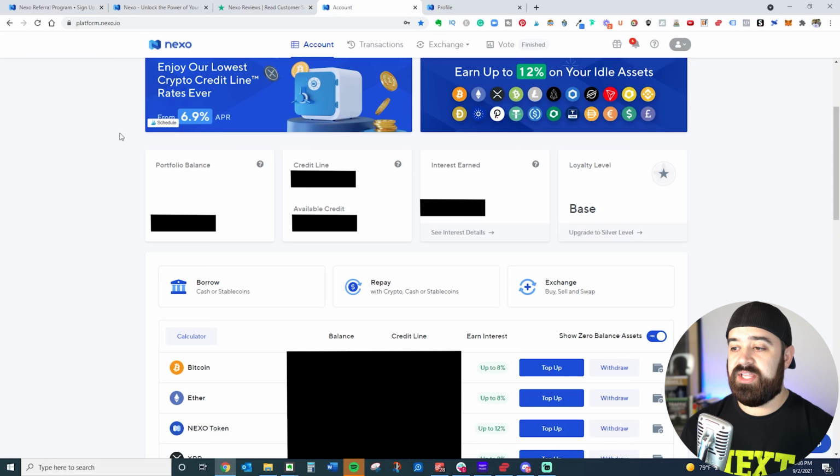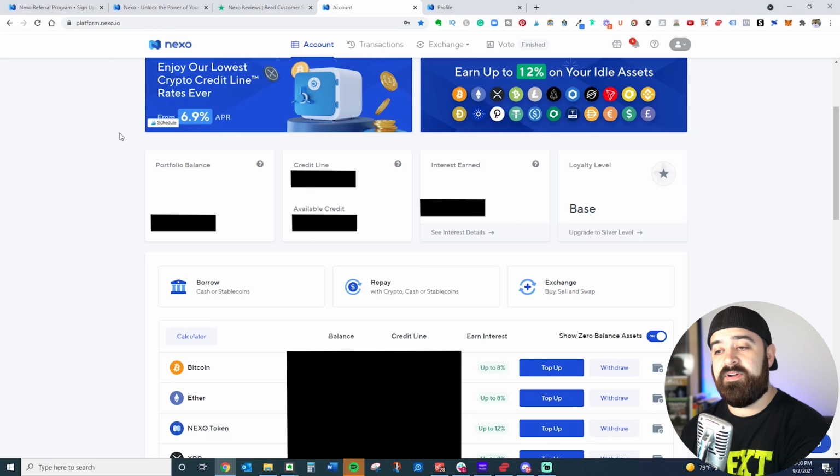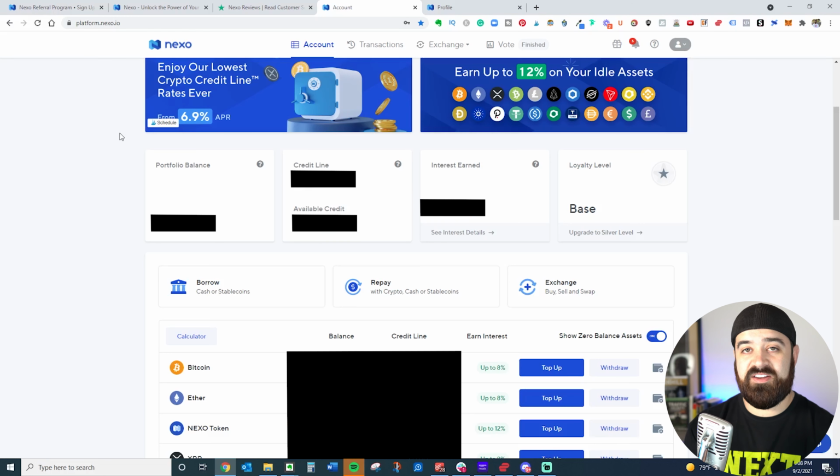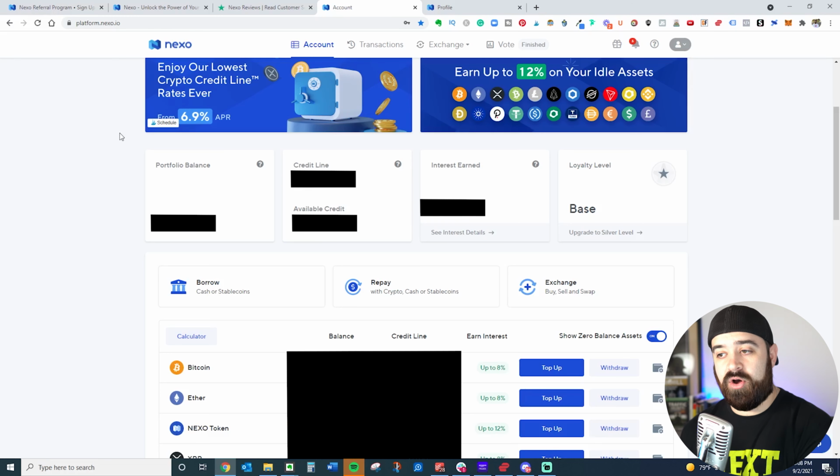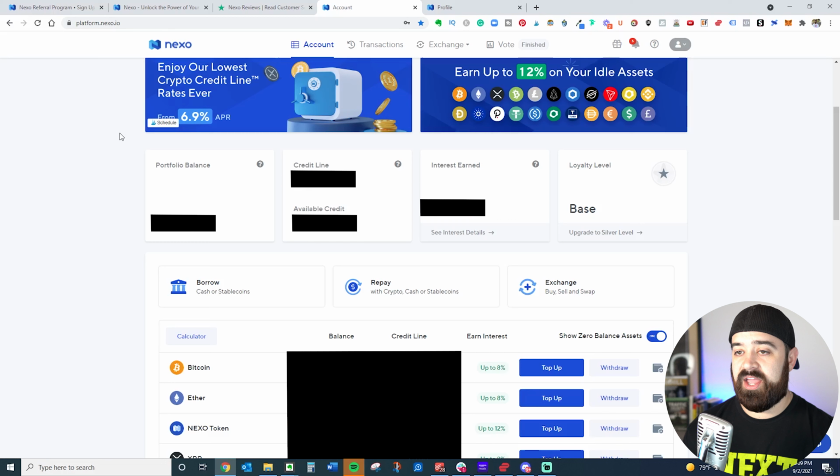So this is what you're going to see here in the back office. Up at the top, you're going to see your portfolio balance, your credit line and available credit, how much credit you're allowed to pull. So again, I think it's around 50%. So if you have Bitcoin, Ethereum, or any other crypto, you can get credit off of those holdings, off of those cryptocurrencies. You also have your interest listed there. And again, it's compounding daily. So every single day, you see more and more money coming into your Nexo account.